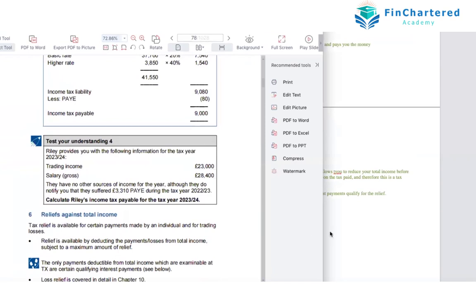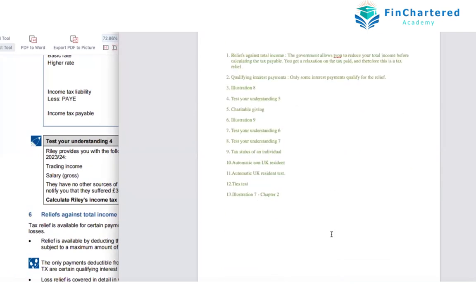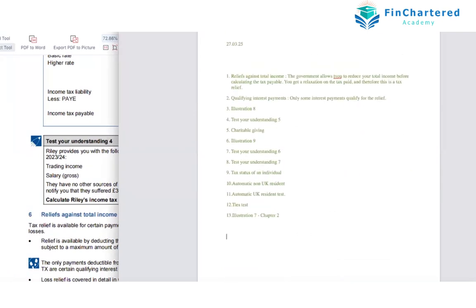Today we looked at Riley. Did we see Riley? No. Test your understanding 4. I will leave you to do it. Okay, I think I do it.